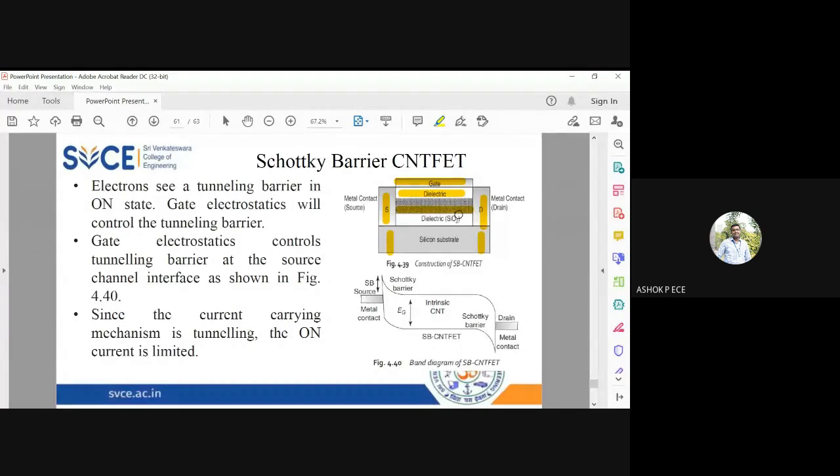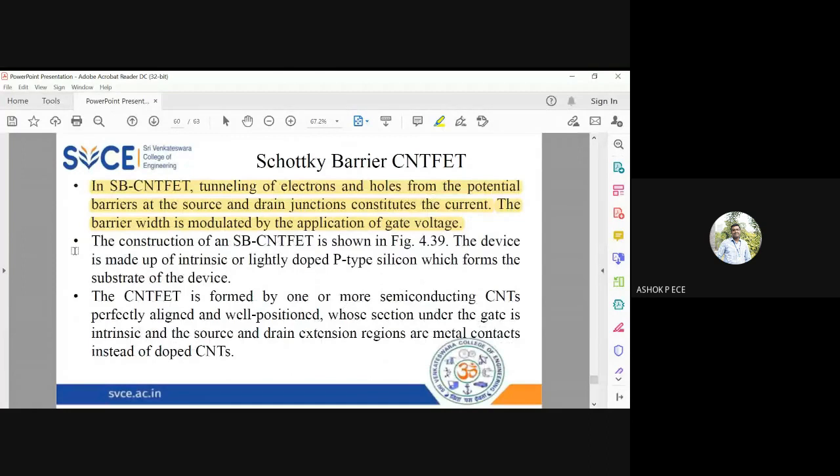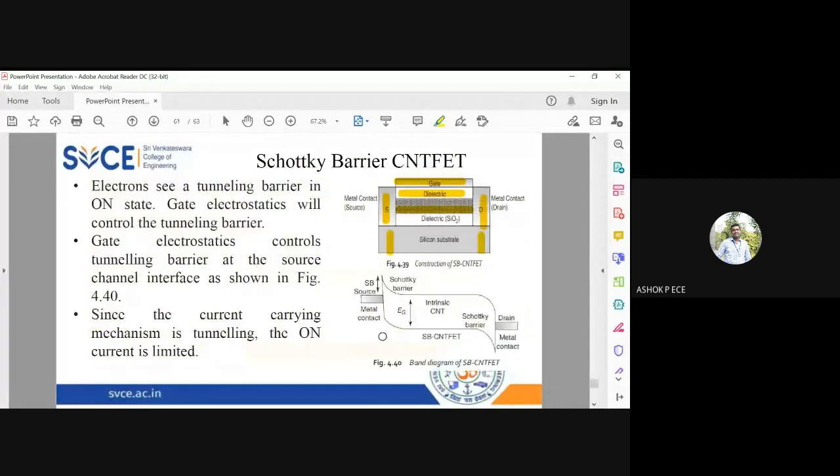Okay, the device is made up of intrinsic or lightly doped p-type silicon, which forms the substrate of the device. The CNTFET is formed by one or more CNTs perfectly aligned in position under the gate section. See, ultimately our aim is that the channel should be completely made up of CNT.